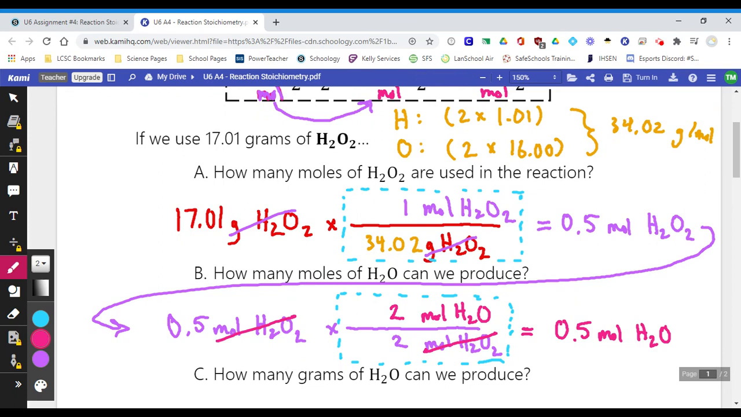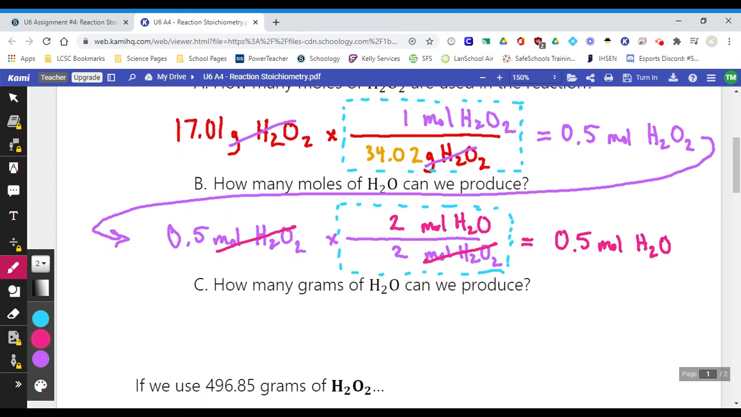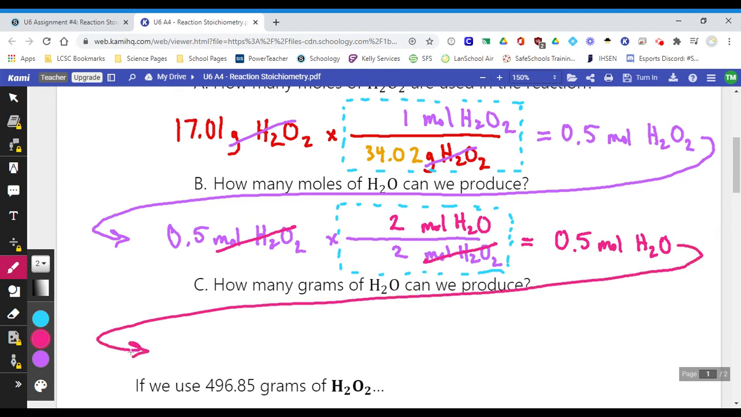Now we can bridge from one chemical to another. We go from moles of one thing to moles of another, and then from there, we're just back to doing grams and particles for whatever new chemical we figured out. So down in problem C, how many grams of H2O can we produce? Well, let's see. I can figure out grams of H2O from moles of H2O. And I do have moles of H2O. I just figured out moles of water I can make from this. So let's bring this down here. I'm going to take 0.5 moles of H2O.